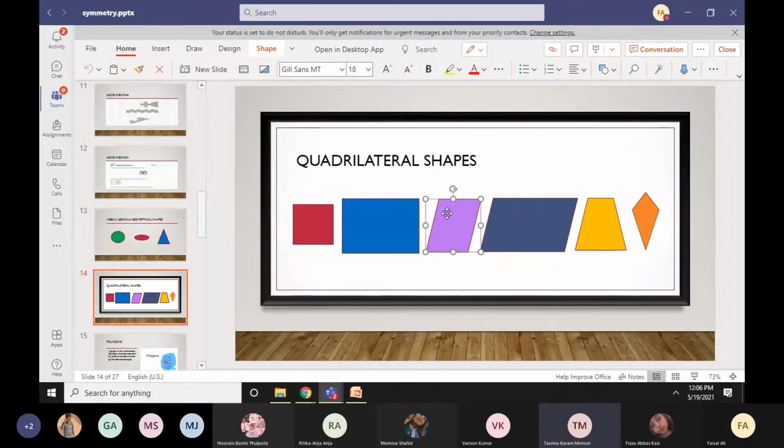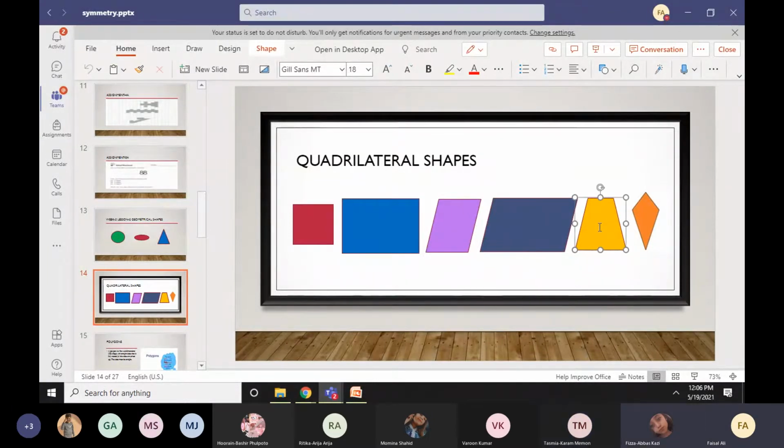And this one, beta, what is the purple color shape? What is the name of the shape? This is rhombus. Beta, listen to me carefully. The third shape is called rhombus. Okay, what about the fourth one, the sky blue color shape? What is the name of the shape? This is parallelogram.